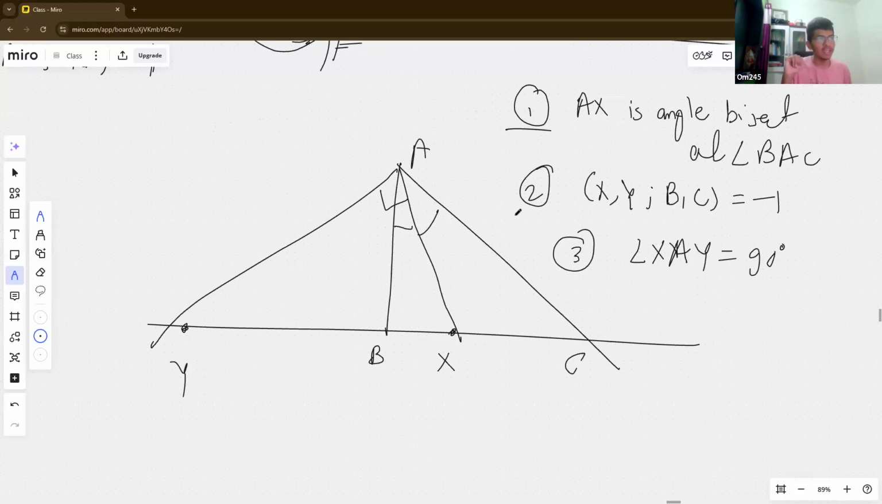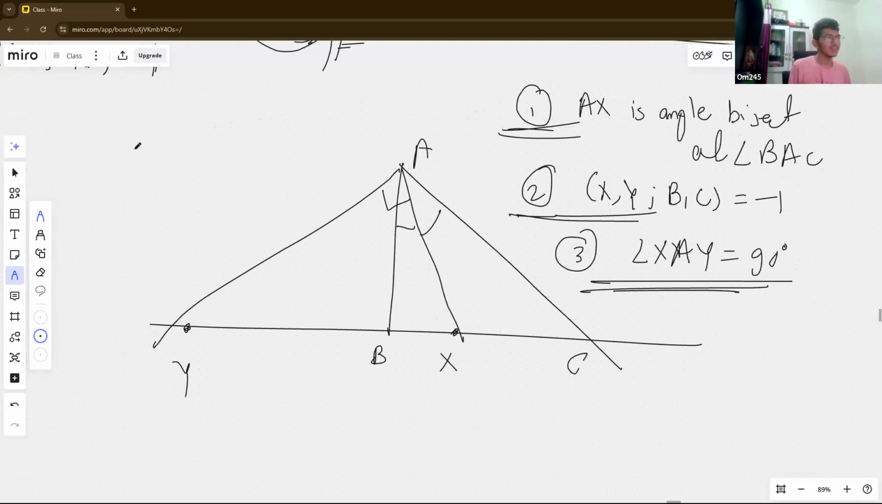So if AX is the angle bisector and this is harmonic, then this is 90. If this is 90 and this is harmonic, AX is the angle bisector. If AX is the angle bisector and this is 90, this is harmonic. This is a cool fact. It's called the right angle and angle bisector lemma.